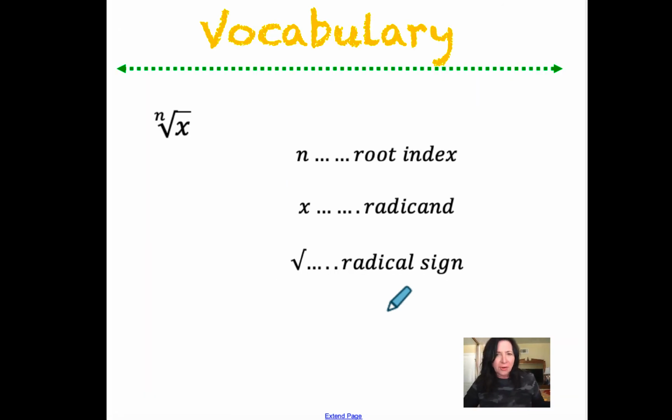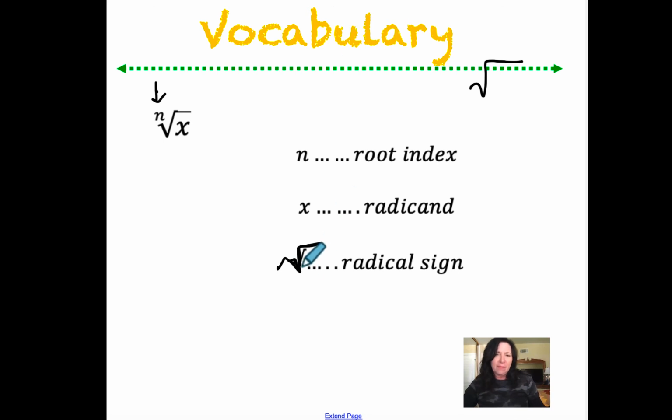So vocabulary, here's our vocabulary. These are very, very important to know. N, this right here is my root. That's the nth root. So it could be a square root, which by the way, we don't usually put a 2 in there. It's just known to be a square root. There's a 2 hidden in there that we don't see. We could say the 4th root, right? So that would be the 4th root index. That's what my root index means. X is my radicand, and then this is the radical sign, okay?